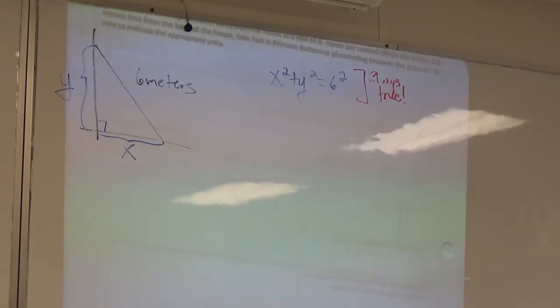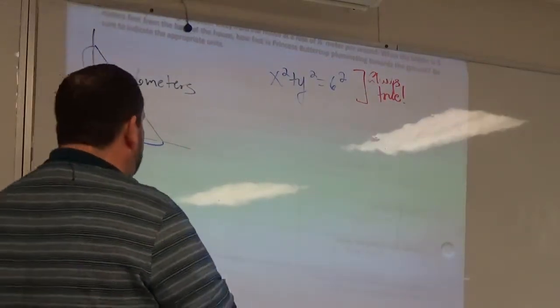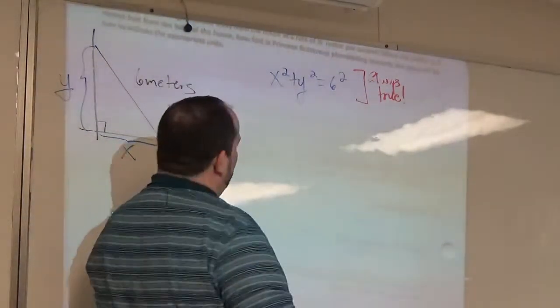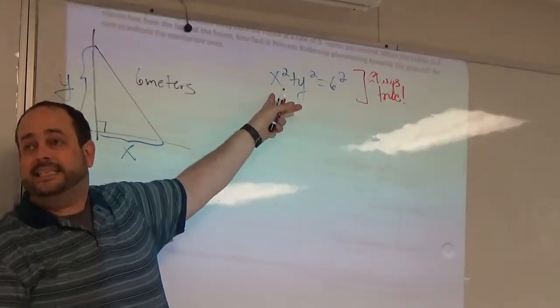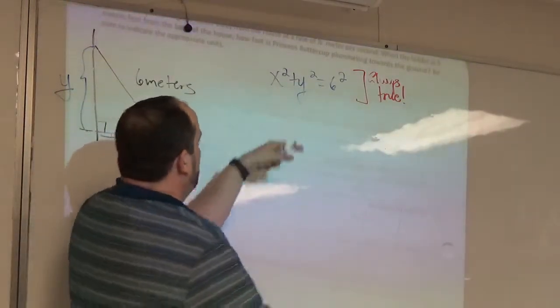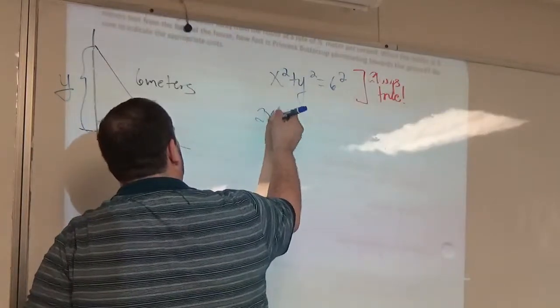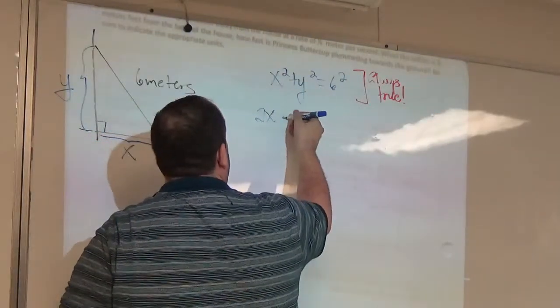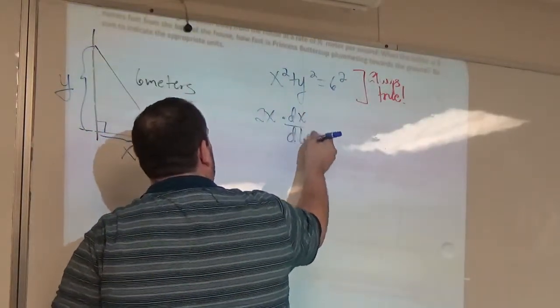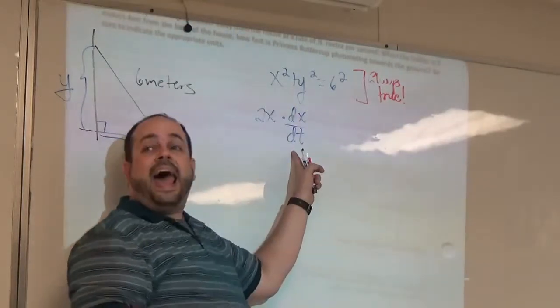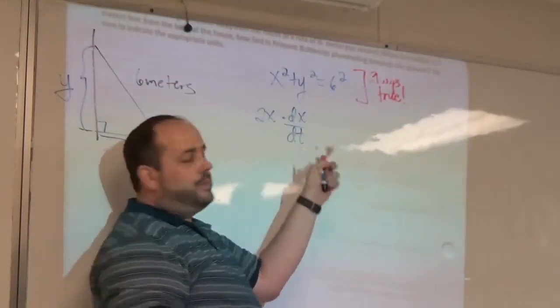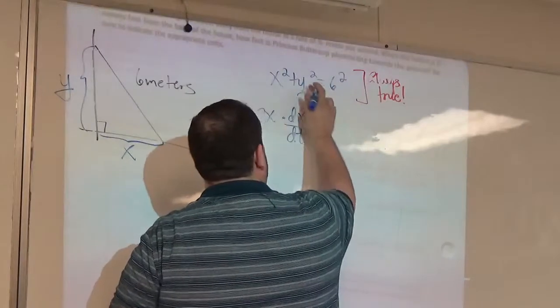Because that relationship's always true, we can look at how this relationship changes over time. So let's take the derivative with respect to time. The derivative of x squared is 2x, be careful, times dx over dt, because this is a measure of how x is changing over time. Plus, I need the derivative of y squared.